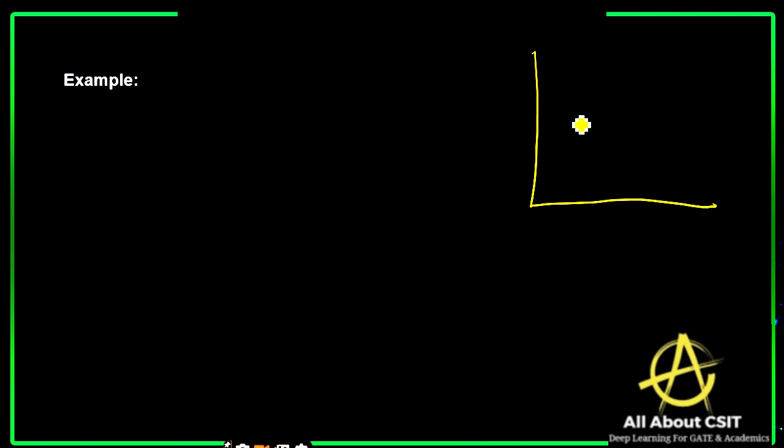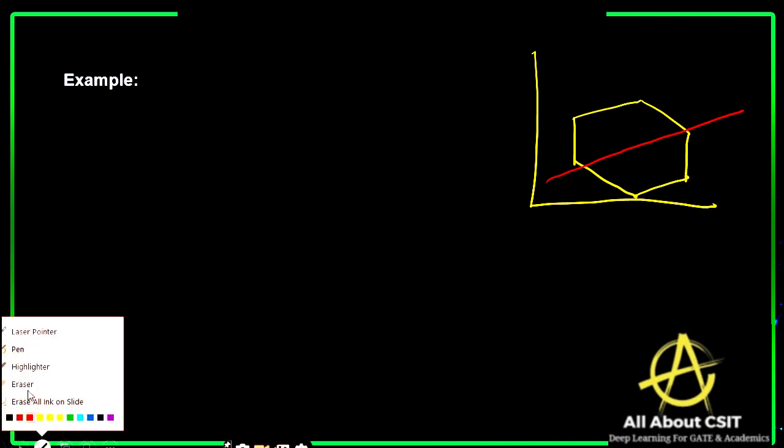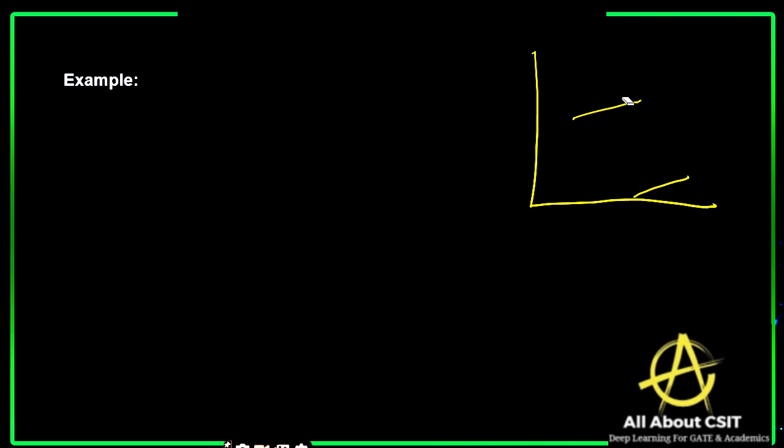So I'm just drawing my polygon. This is my polygon and the intersection line. Let me take this is my intersection line. Okay, fine. So my polygon is this, and now the intersection line, let me take, so this is my intersection line.